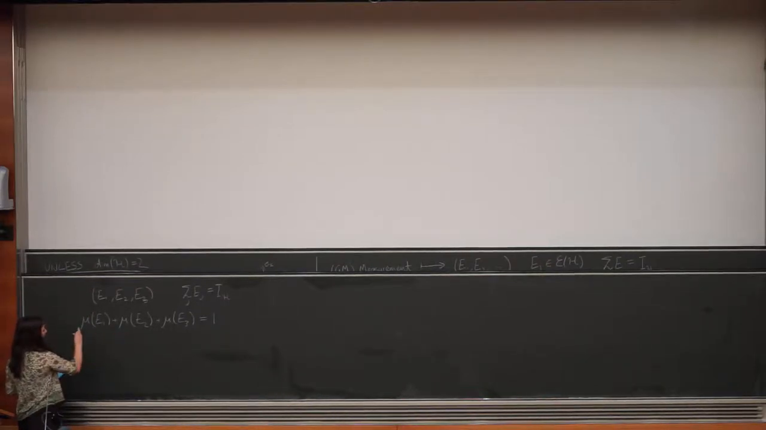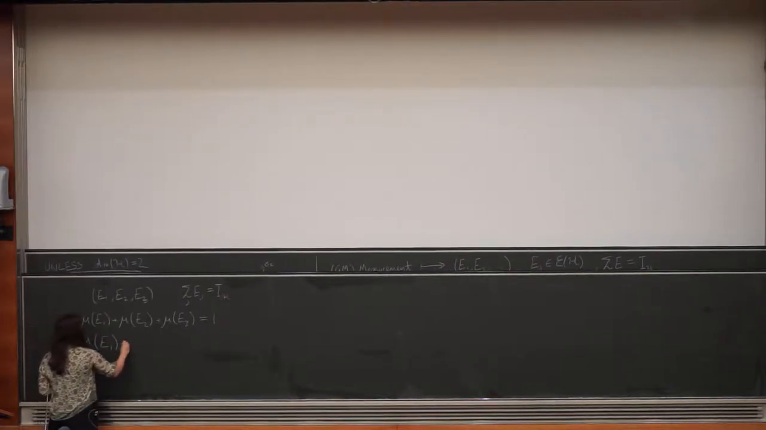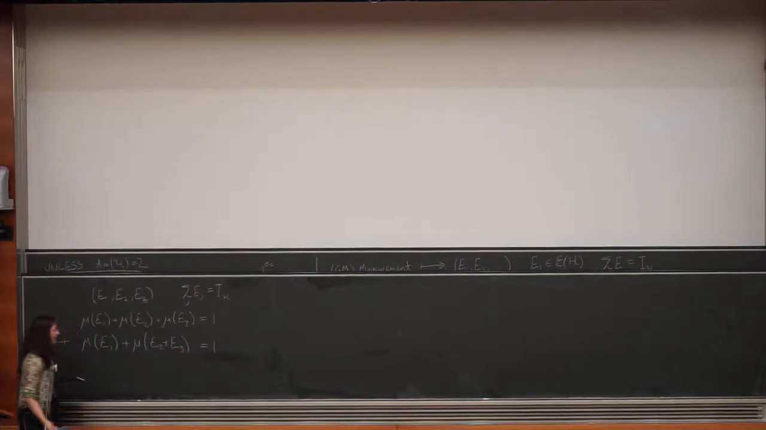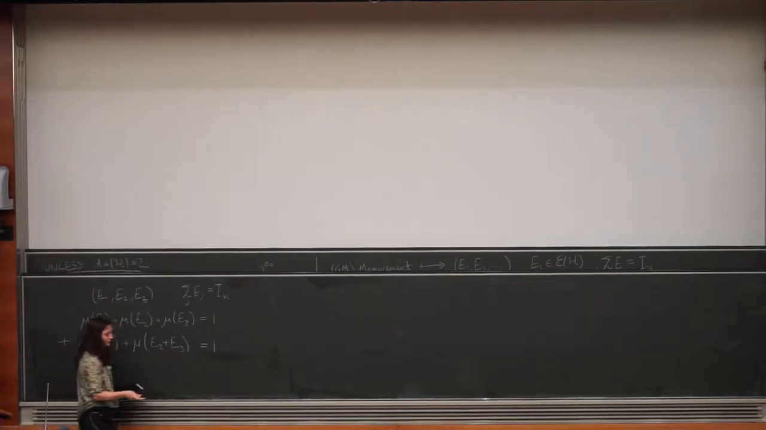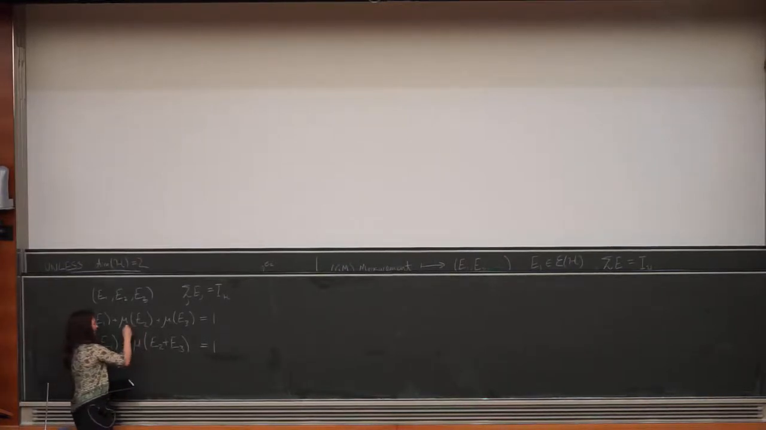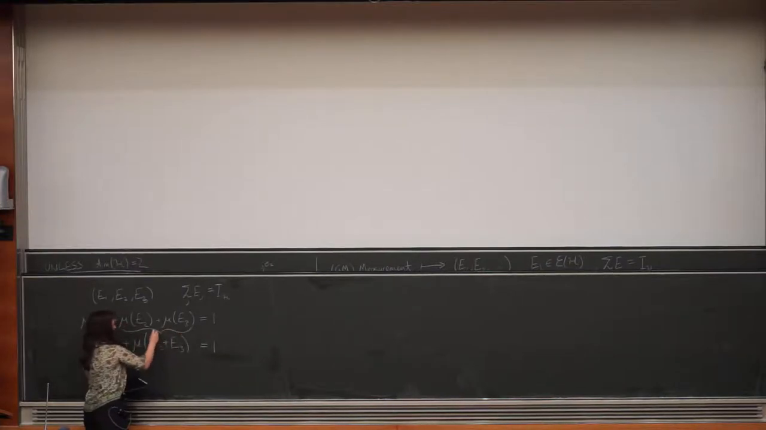So we have that this is true for any E1, E2, E3, and then also this is true, so we can consider this a two outcome measurement, with E1 as the first outcome and E2 plus E3 as the second outcome. Then what we have found is that there are these two mu of E1s on both sides, right? So if you put those on the other side, you find that this thing is equal to this thing.